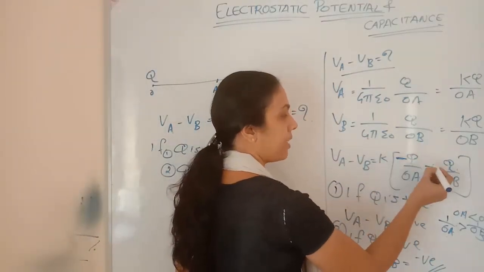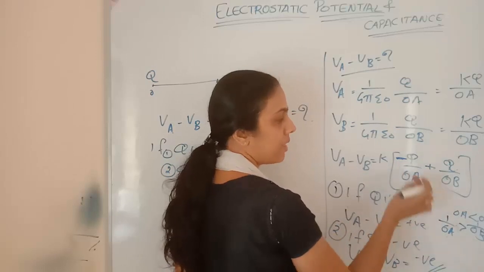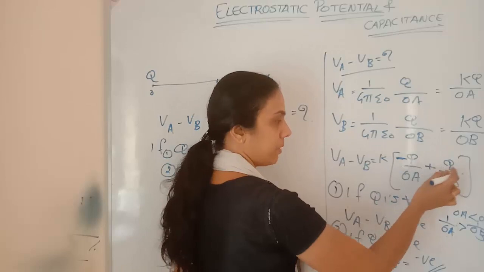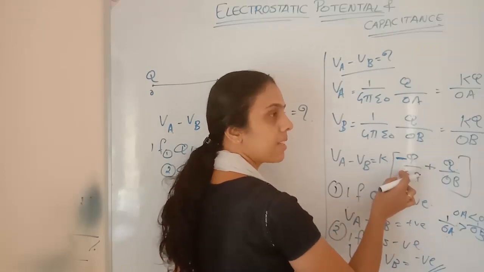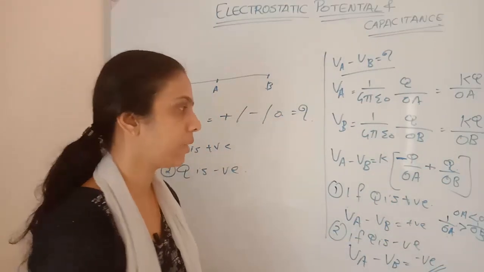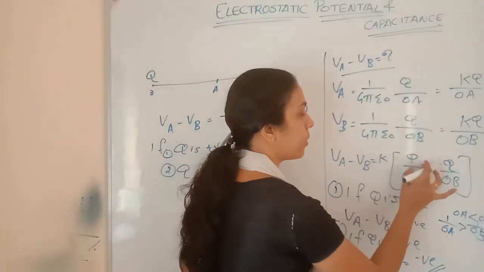This will become minus and this will become plus. So here the smaller value is positive and the larger value is negative. So while taking the subtraction, we will get a negative value. Clear? So how are we finding this out?